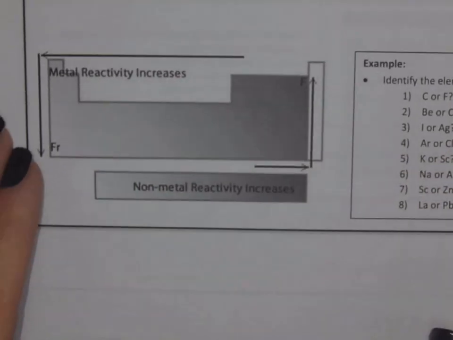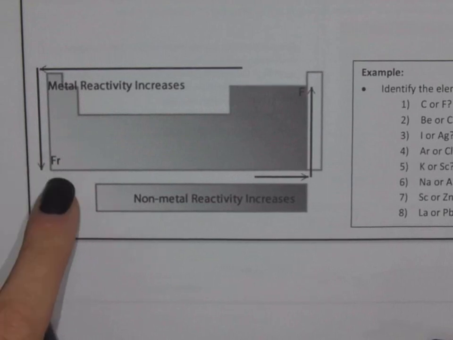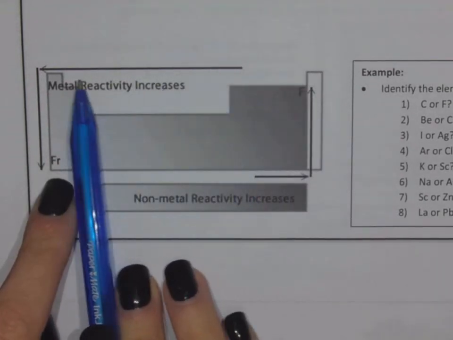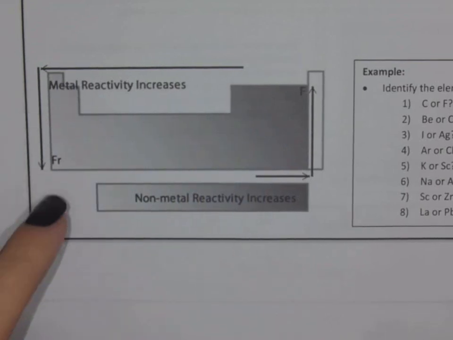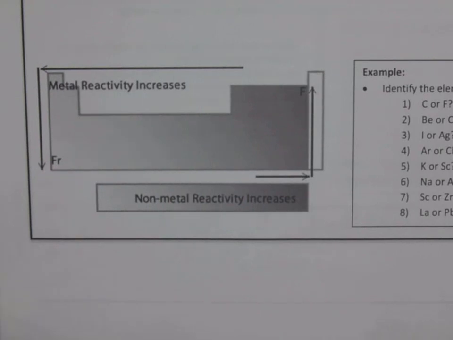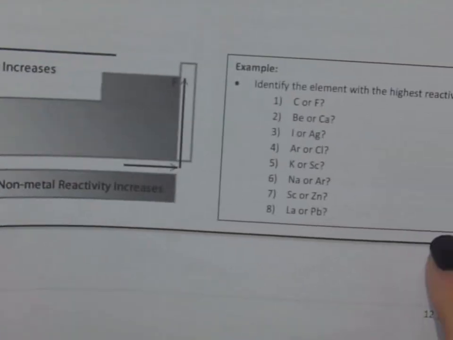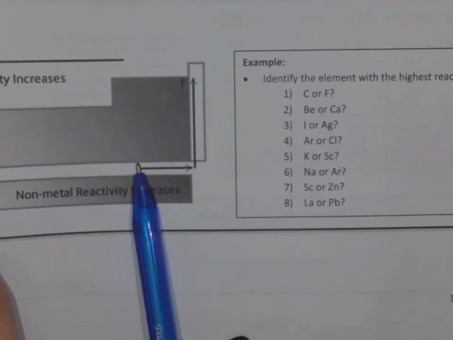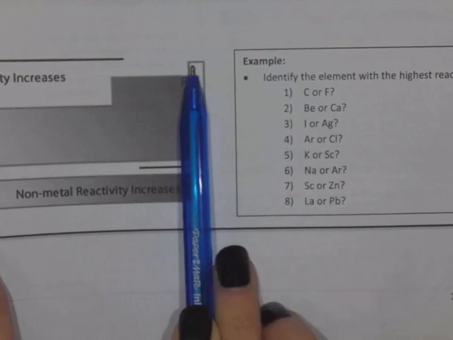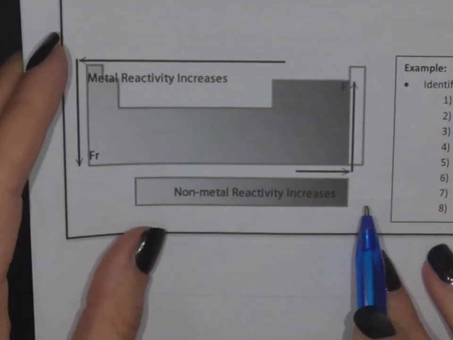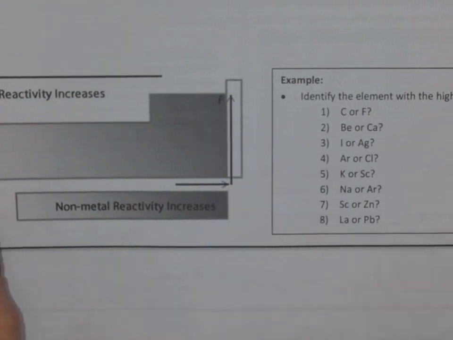In general, for metals, reactivity is the greatest with francium, in that we tend to increase as we move from right to left, and we tend to increase as we go down the group. And it's the exact opposite for nonmetals. Noble gases are non-reactive, so that's why I'm not including them here. But in general, if you go across a period, the reactivity would increase. And then as you go up the group, the reactivity would increase. So the most reactive metal is francium, and the most reactive nonmetal is fluorine.